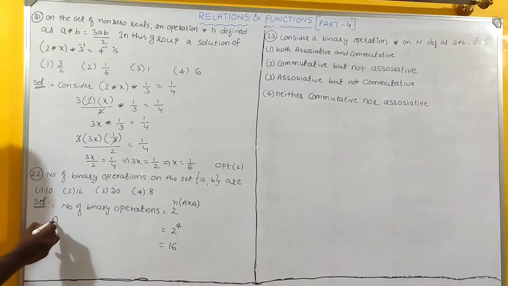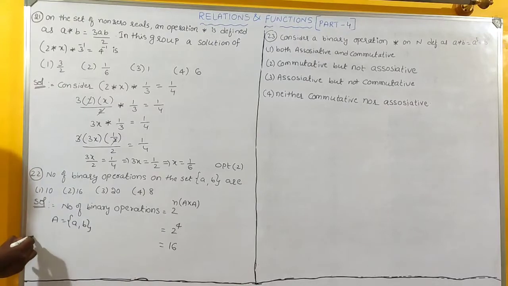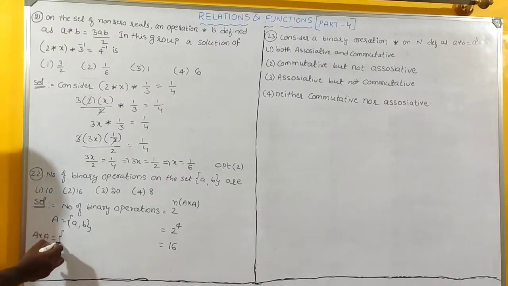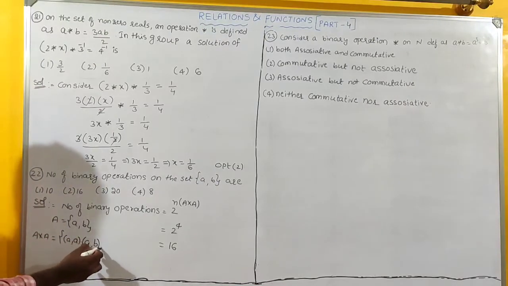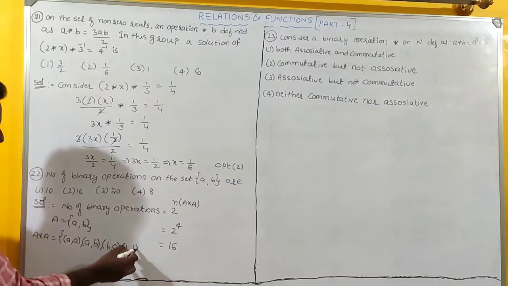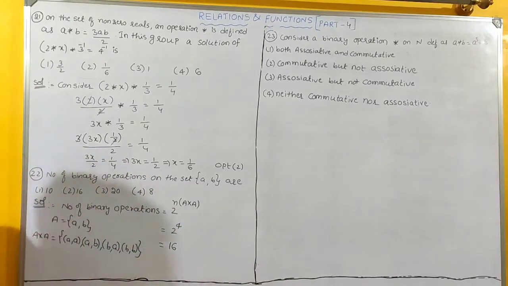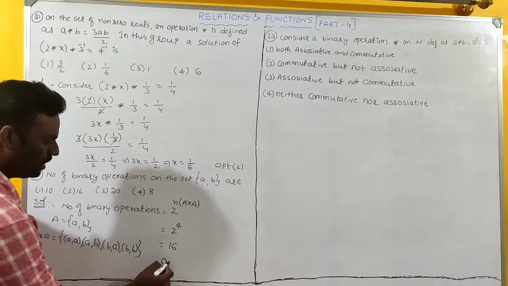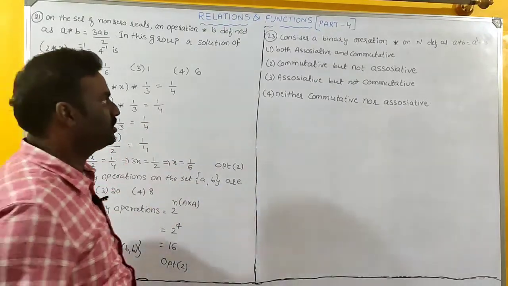Why? Because if you take A equals {a, b}, now A cross A contains (a, a), (a, b), (b, a), (b, b). Means A cross A contains how many ordered pairs? 4 ordered pairs. That's why 2 power 4, that is nothing but 16. That is nothing but option 2 is the correct answer. Coming to the next question.